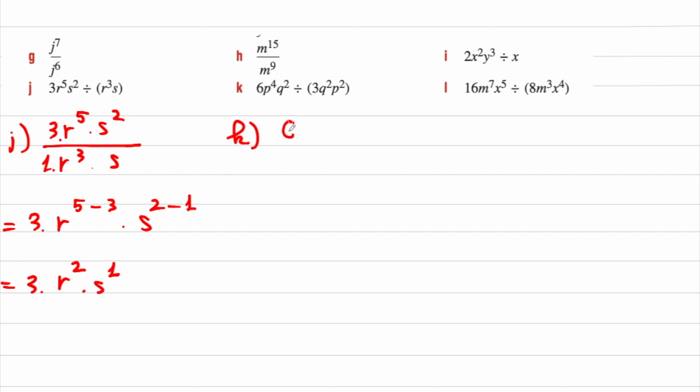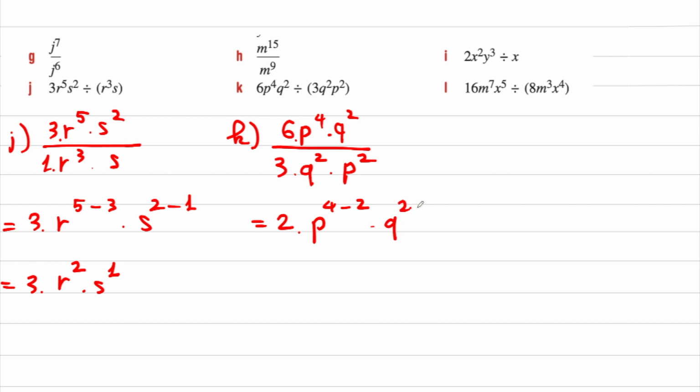Question K, 6p to the power of 4 q squared divided by 3q squared multiply p squared here. Constant number 6 divided by 3, you got 2. For p, you got 4 minus 2. For q, you got 2 minus 2. And for this one, 2 multiply p squared multiply q to the power of 0. And this means multiply 1.